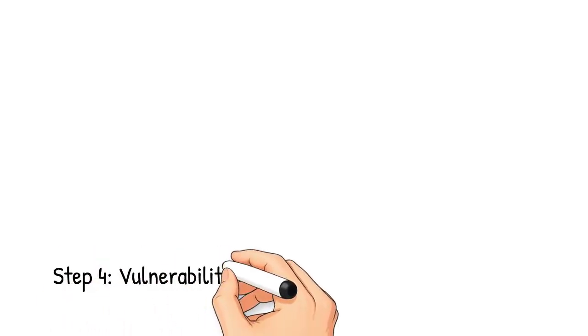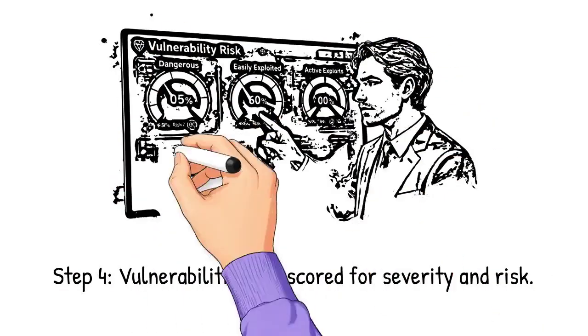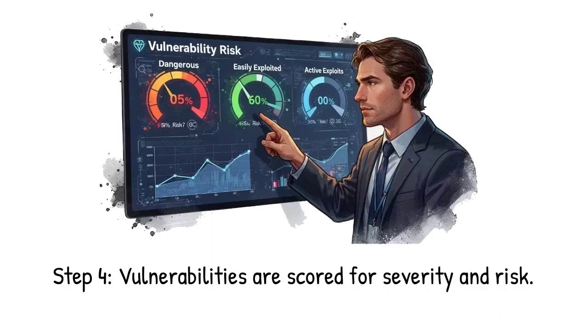Step 4. Risk scoring. Each vulnerability is assigned a severity score using CVSS, Common Vulnerability Scoring System. It tells you how dangerous the vulnerability is, how easy it is to exploit, how much damage it can cause, whether it is actively exploited in the wild.